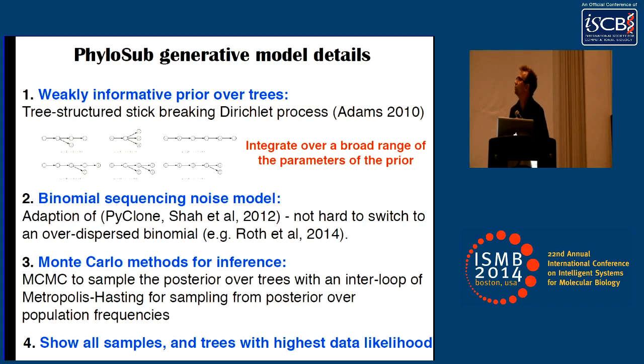And so these are some trees that we fit to ambiguous data for different settings of the prior, and we integrate over those settings. We use a binomial sequencing noise model. In fact, we adapt the model used by PyClone. It's not hard for us to switch to an over-dispersed binomial, which people think is more consistent with sequencing data, such as the one described in the new version of PyClone. We use Monte Carlo methods for inference because we have a complex model. We use MCMC to sample from the posterior of our trees, and we have an inner loop of Metropolis-Hastings to sample from the posterior over the population frequencies given the tree. And we show all samples.